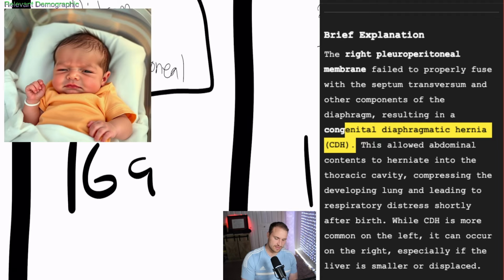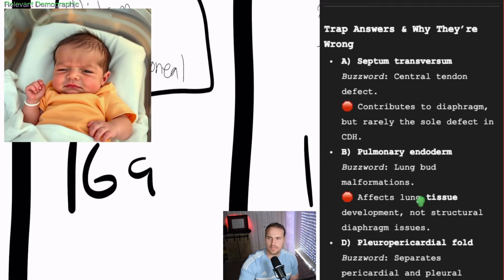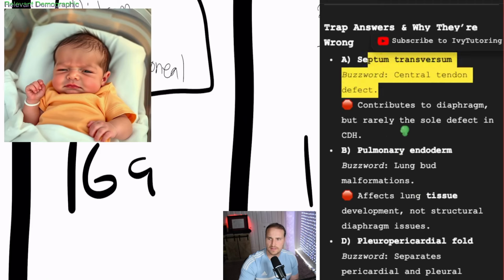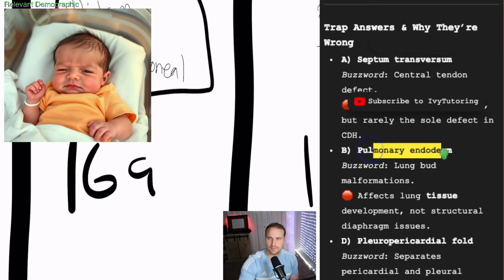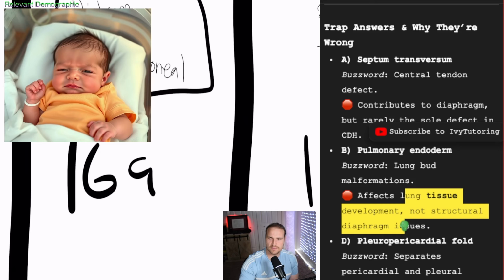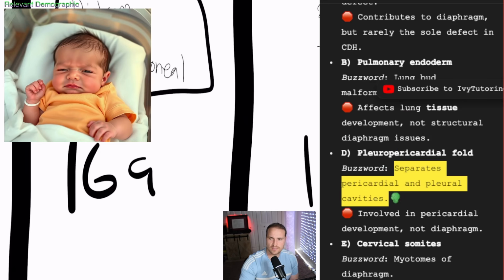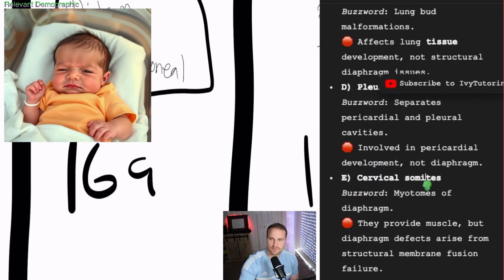Think of this as an embryology question and a diaphragm development question. It's a congenital diaphragmatic hernia because of the defective development of the pleuroperitoneal membrane, and that leads to pulmonary hypoplasia. And it's usually left-sided, and the reason is that the liver protects the right side. Okay, here are the trap answers, why they're wrong. Septum transversum is rarely the sole defect here. Pulmonary endoderm affects lung tissue development. Pleuropericardial fold separates the pericardium and the pleural cavity. Cervical somites provide the muscle.